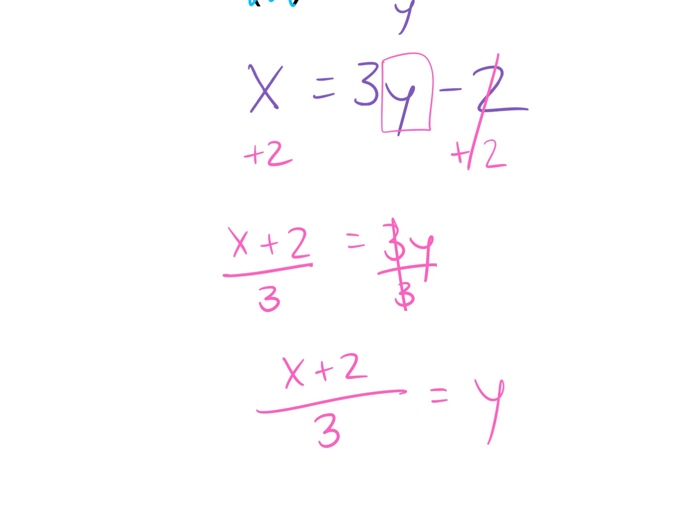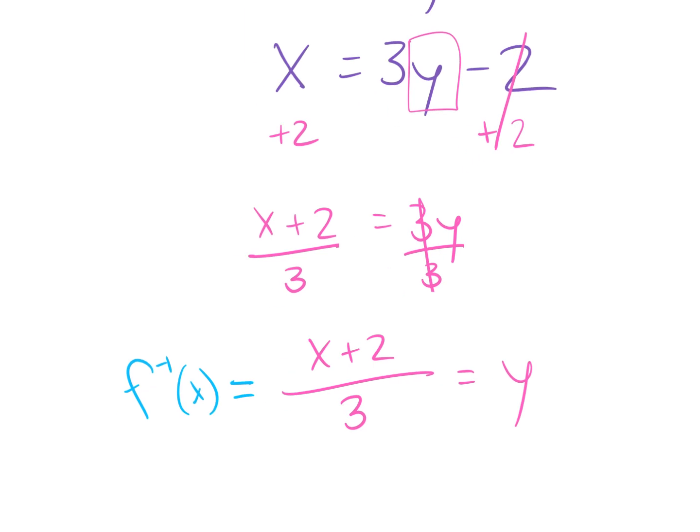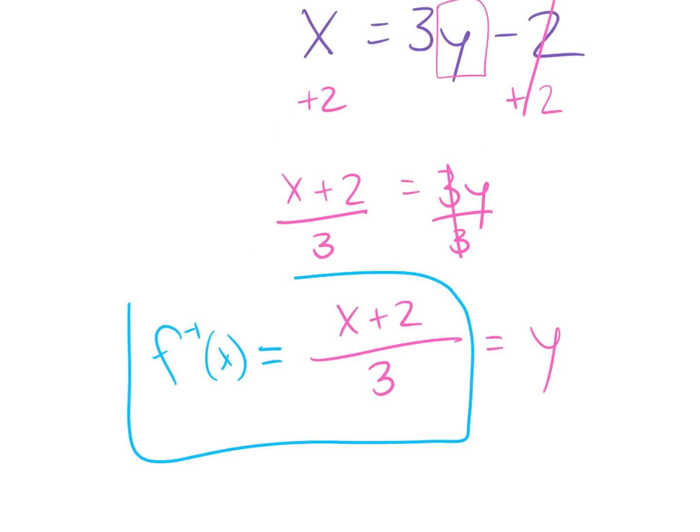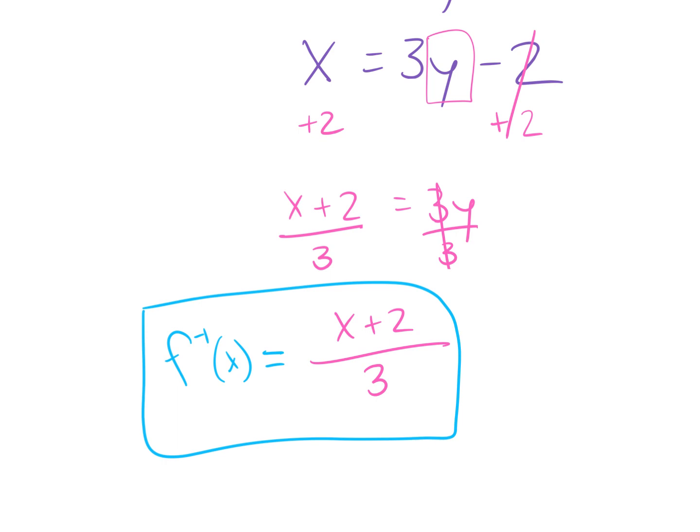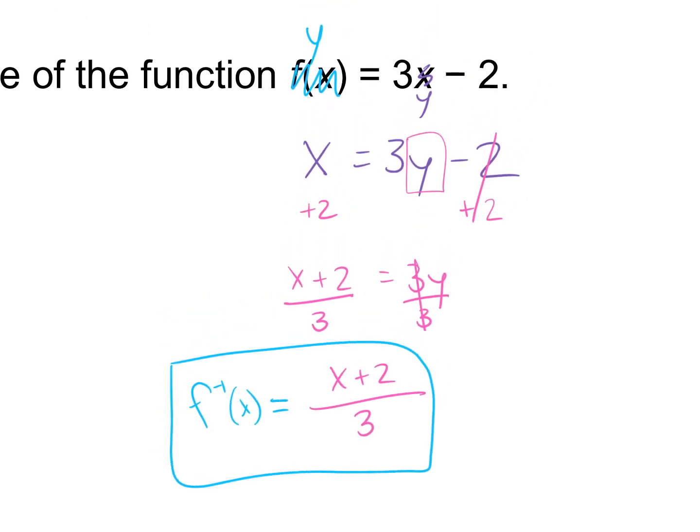Now that we have our y all by itself, this is our inverse, so we can name it as the inverse. I'm going to say f -1 of x is equal to x plus 2 over 3. So once you get the y all by itself, that's your inverse, and you just want to name it as the inverse.